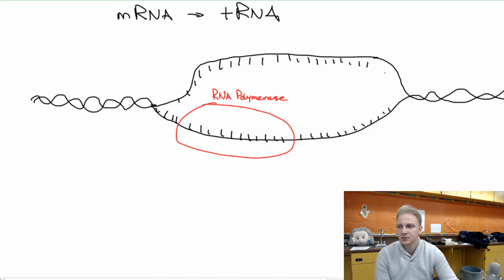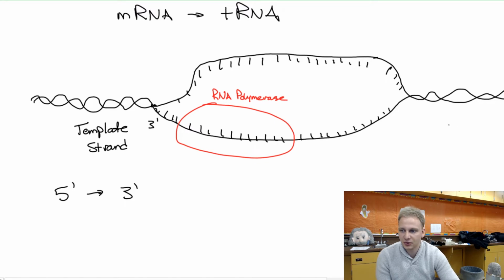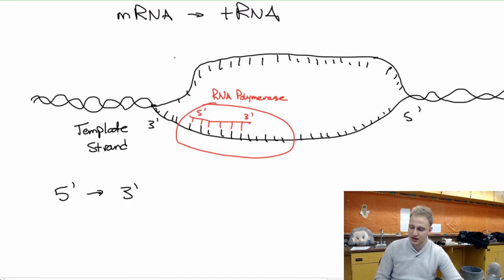Now, what we need to know is that we are still operating under the same rule as we did with DNA synthesis, which is that we can only go in the 5' to 3' direction. And so what we'll see then is that this template strand, which is what we called it last time, the template strand, we're going to have the coding region from the 3' to the 5'. And what this RNA polymerase is going to do is start making a copy of this DNA. And that'll happen in the 5' to the 3' direction.